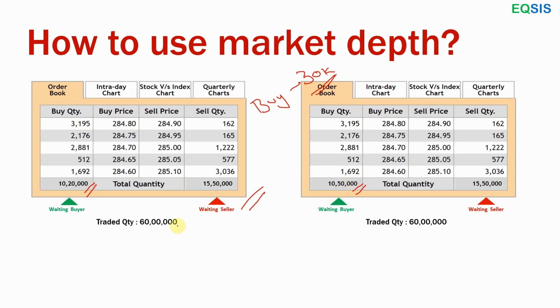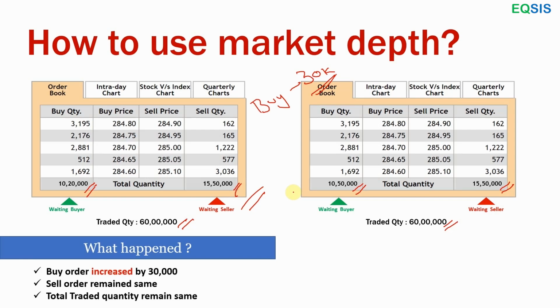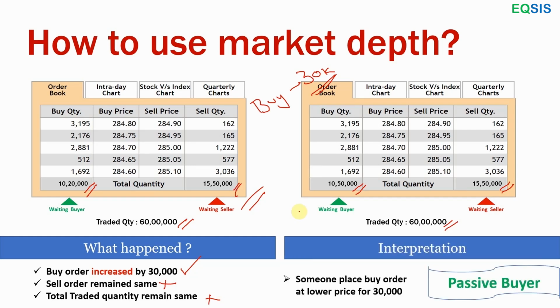But if you look at the total traded quantity, it remains the same. It means not much trading happened. It is after all a buy order. And if you look at the seller side, it remains the same. So nothing got changed except the buy order. That is my understanding. The buy order is increased by 30,000. I hope you might have understood this. The sell order has remained the same, no change in total quantity. So what might have happened? If you ask my interpretation, somebody, it can be anybody, simply placed a buy order for 30,000 quantity, but did not really want to buy at the given price or market price.